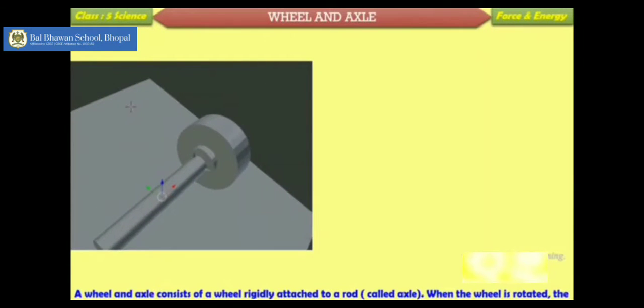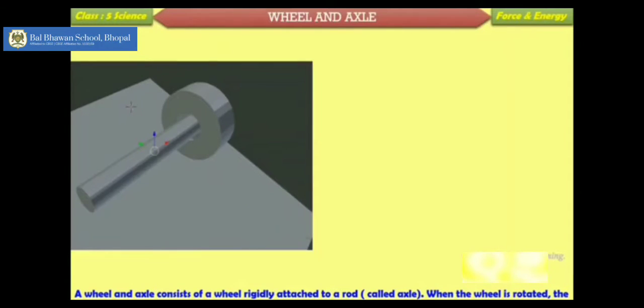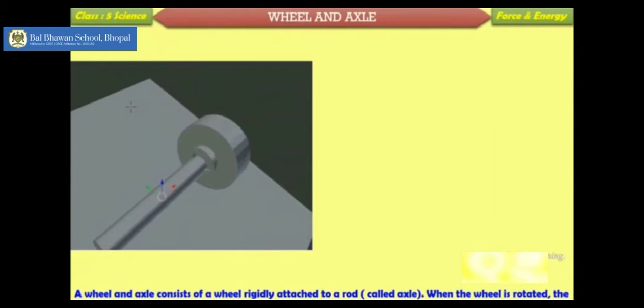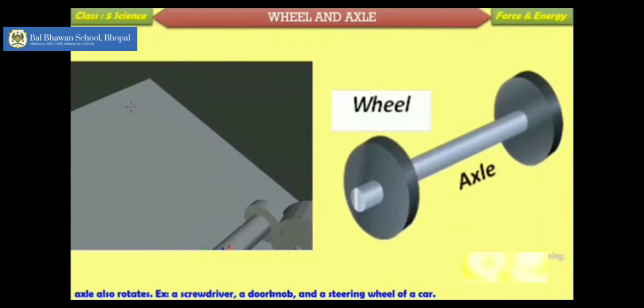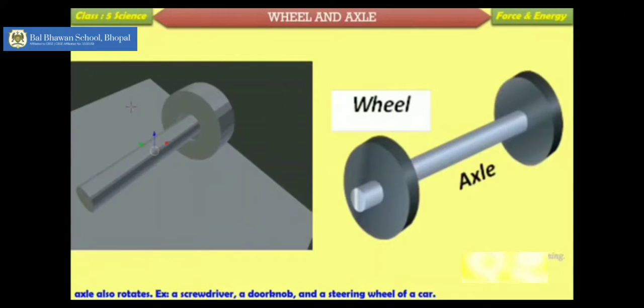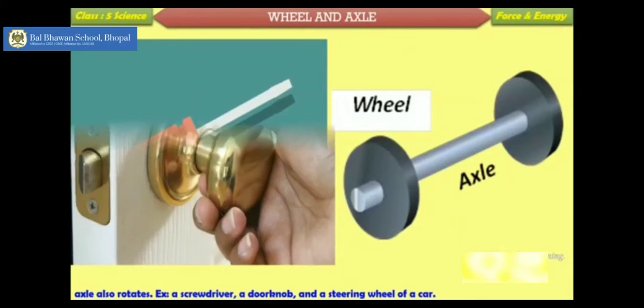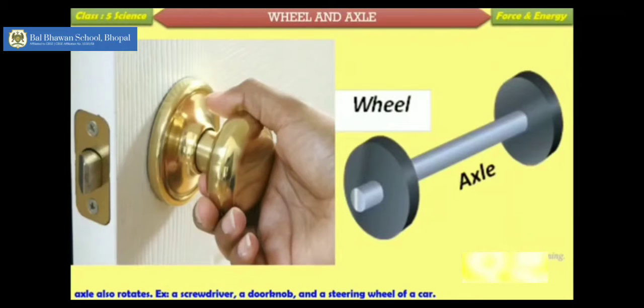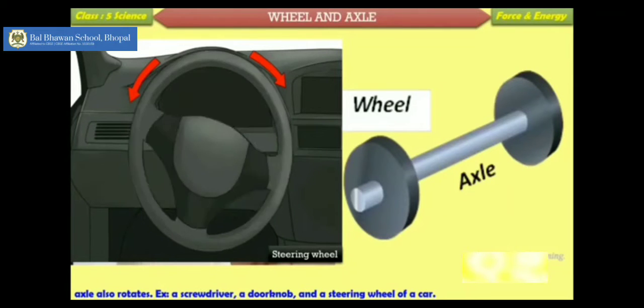Can you identify this simple machine? Yes, it is a wheel and axle. A wheel and axle consists of a wheel rigidly attached to a rod called axle. When the wheel is rotated, the axle also rotates. Examples of wheel and axle: a screwdriver, a doorknob, and the steering wheel of your car.